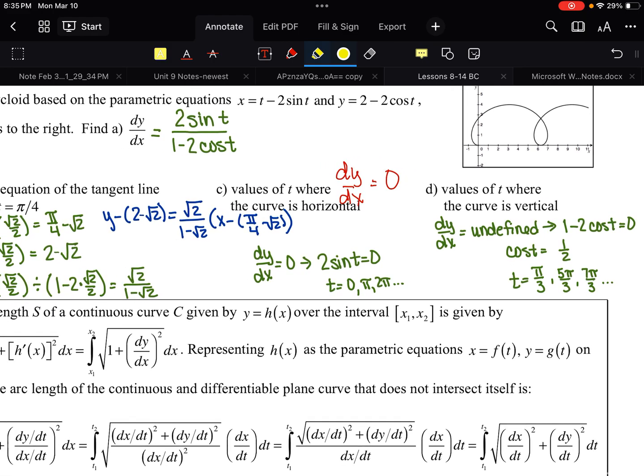This next one, where is it vertical? So that's asking, where is dy dx undefined? So how do you get undefined? You have a number on top and you have 0 on bottom. So really all I need to worry about is, where is dx equal to 0? Because that would give me 0 on bottom. That would be undefined. So there's dx, set equal to 0.